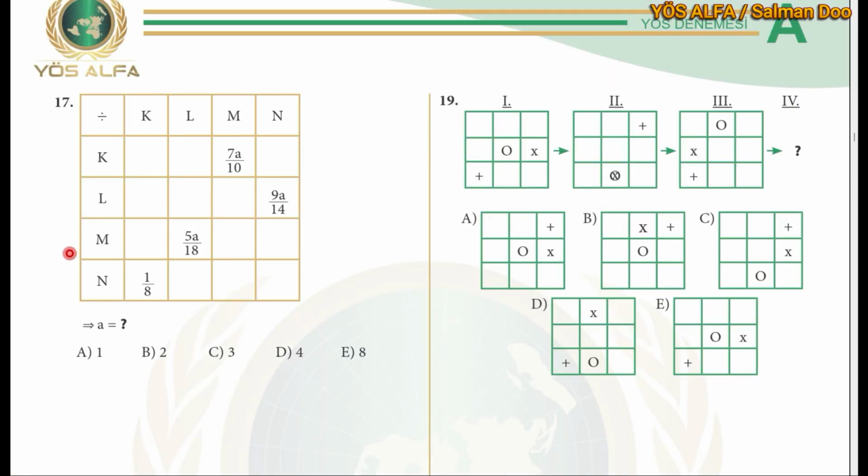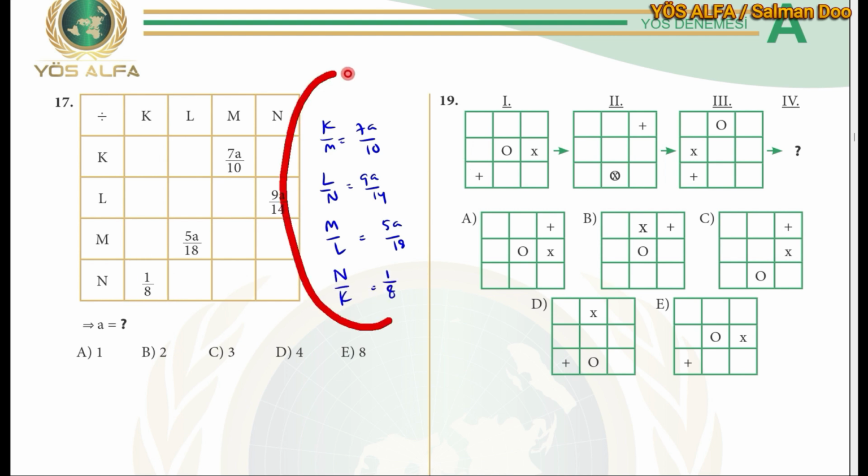The division table is given. Let's write down the divisions here. K over M is equal to 7A over 10. And L over N is equal to 9A over 14. And M over L is equal to 5A over 18. N over K is equal to 1 over 8. Okay, now let's multiply these 4 equations simultaneously.